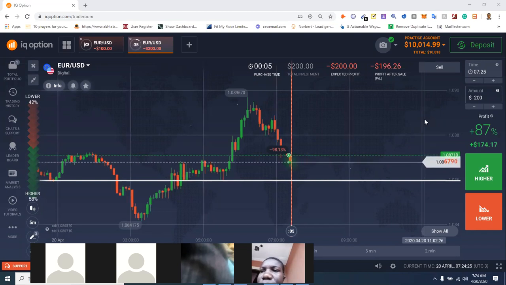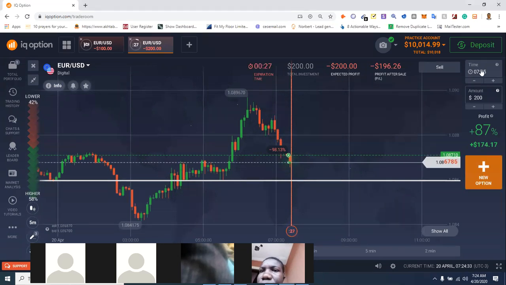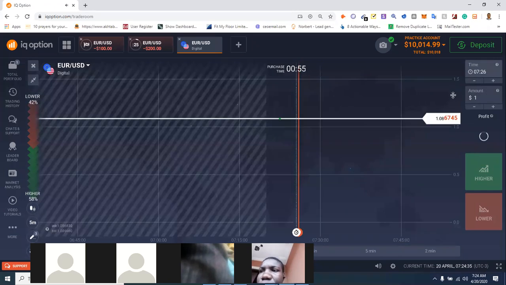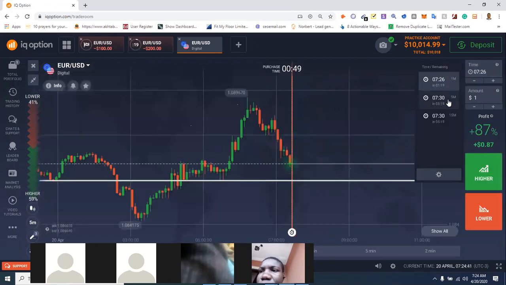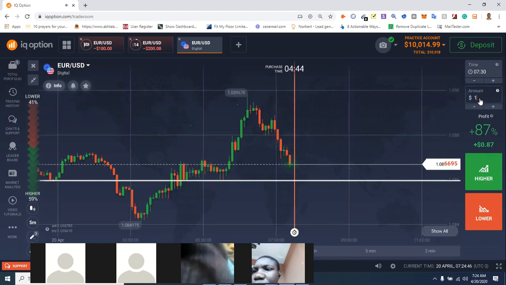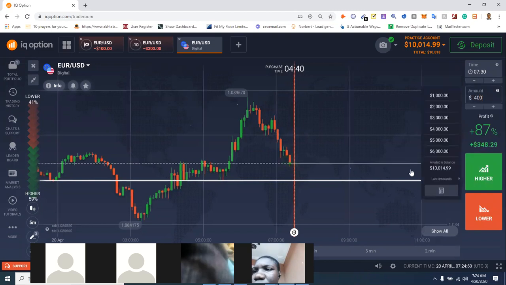The benefit of setting your time to -3 time zone, I'll tell us after this. Press new option, set your time to 30. Set your stake to 400. Now get ready to press high. 5, 4, 3, 2, high.